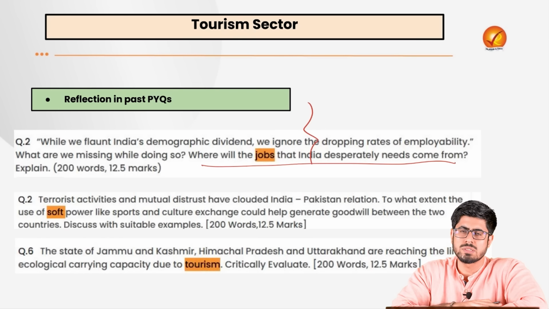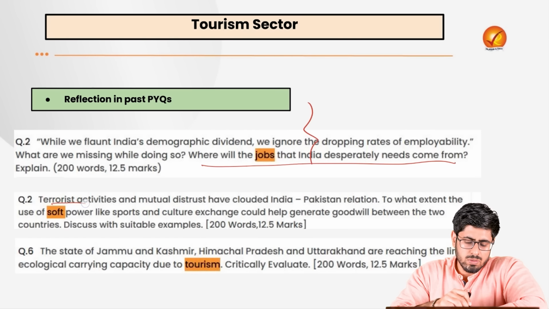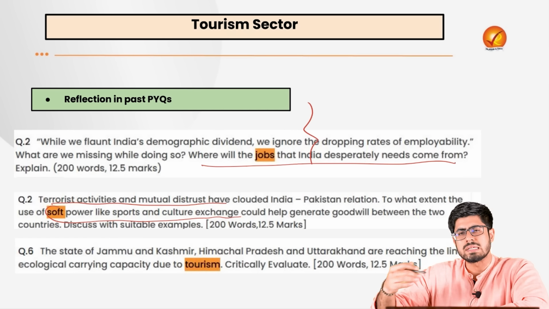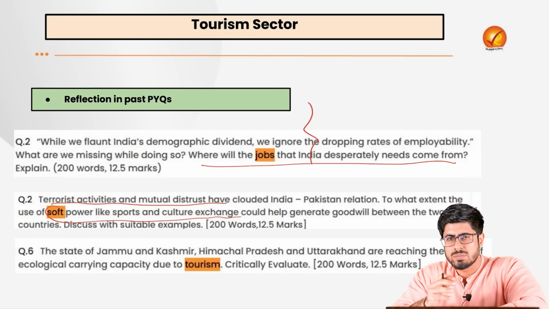They could come from the tourism sector, and we'll see how. They could also ask us how soft power, like sports and cultural exchange, could help shape international relations with certain countries. Tourism is one of the major soft powers, so we could use its content there.